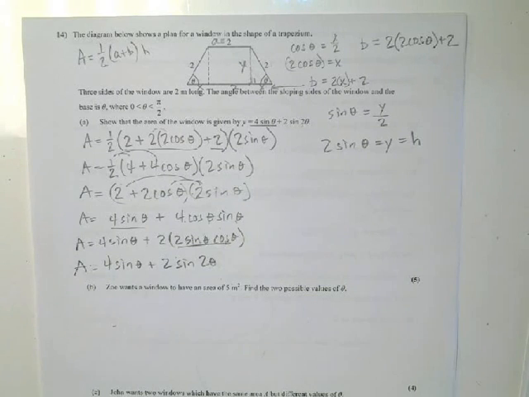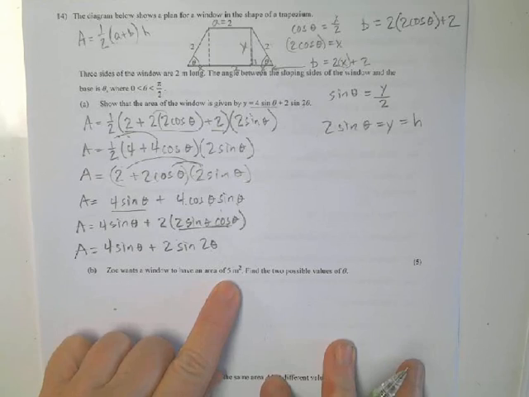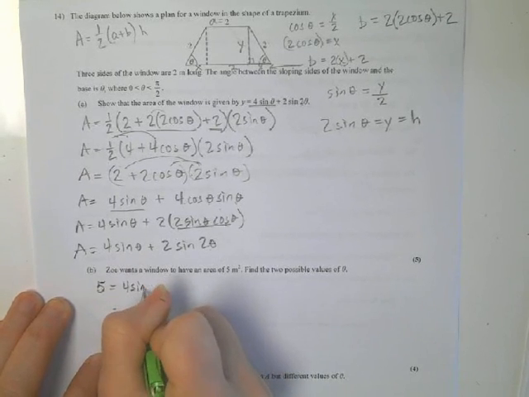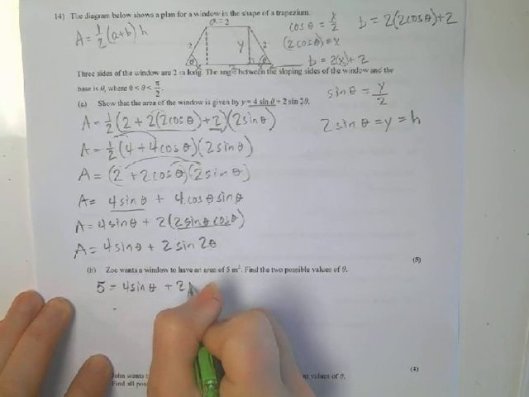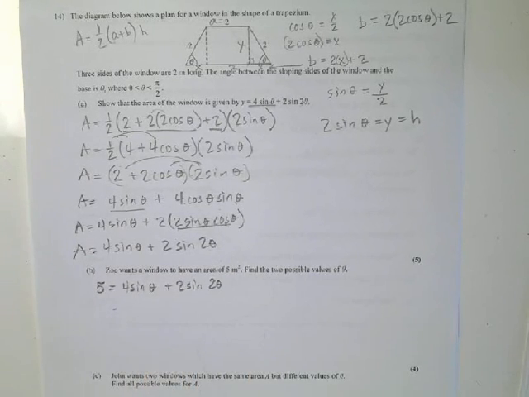Okay, Zoe wants a window to have an area of 5 meters squared. Find the 2 possible values of theta. So this is the area. We want this to equal 5. So I want 5 equal 4 sine theta plus 2 sine 2 theta. Okay, so this is where we're going to use our calculator.